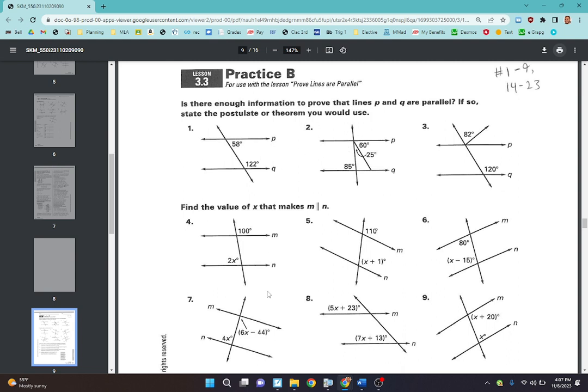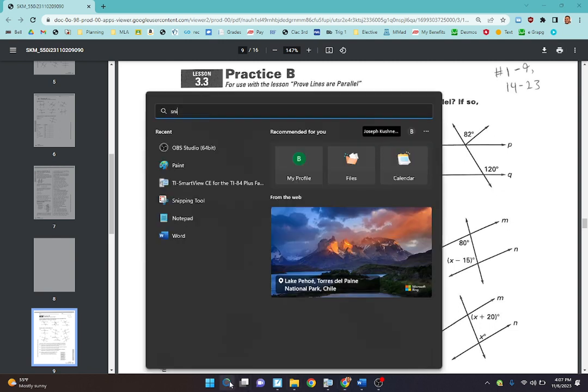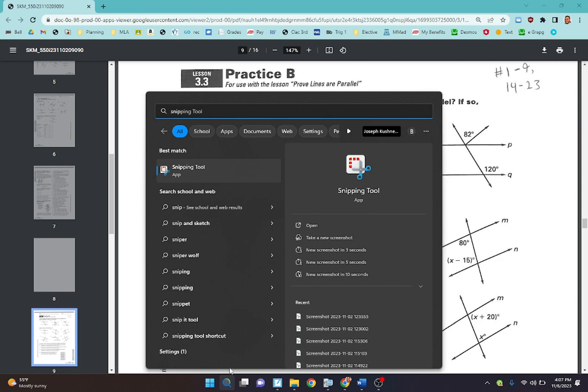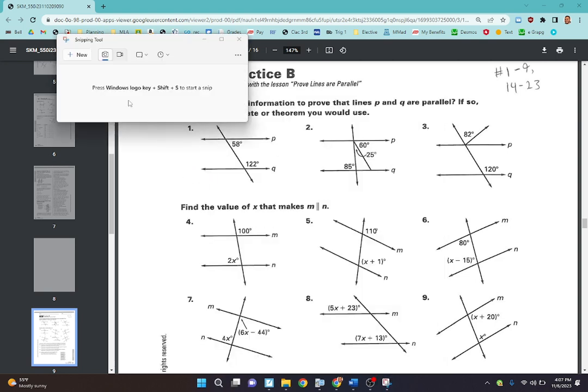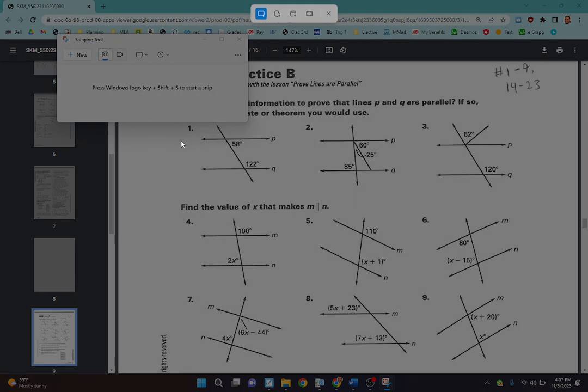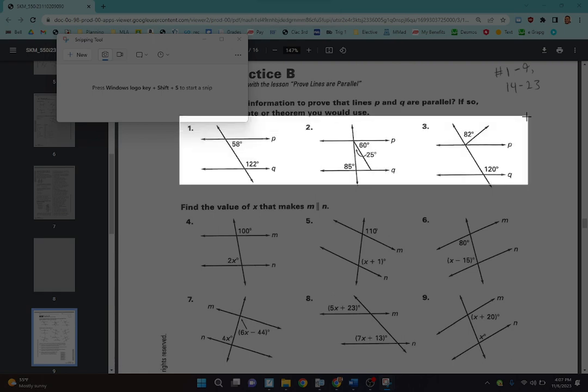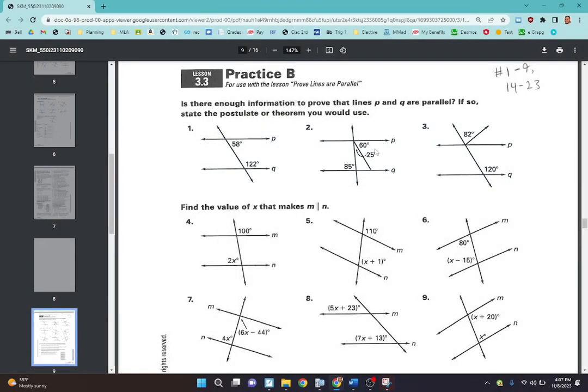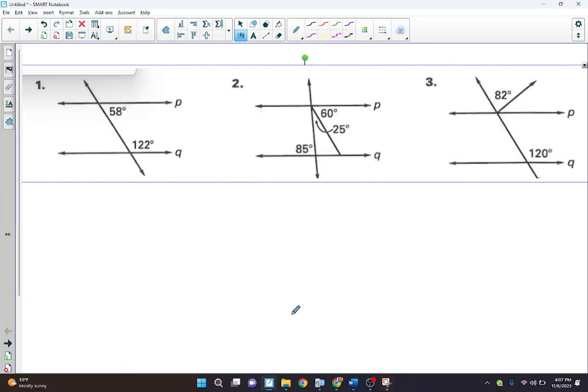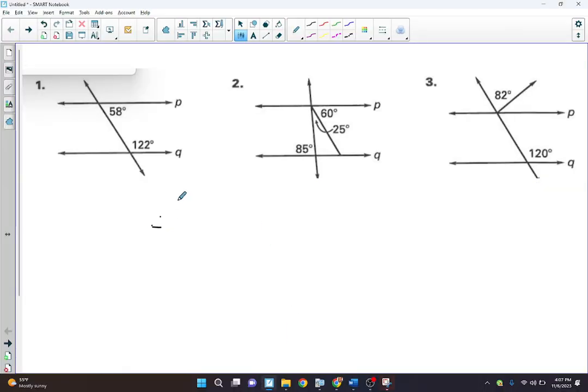corresponding. Give me a second now. Let me show. Snipping tool. Did you stop recording? You stopped recording? No, it's not. All right. So I could draw now.